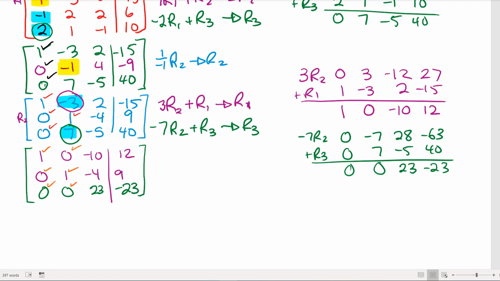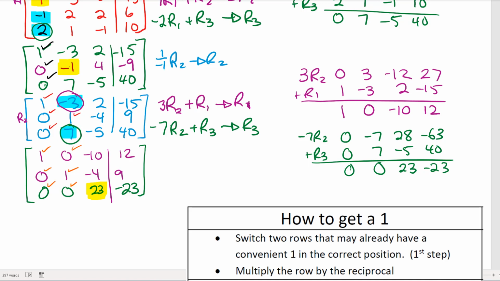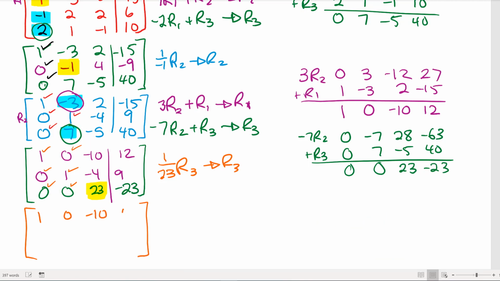The next thing I'm looking for is a 1 in the third row, third column. The way I get a 1 is I multiply by the reciprocal, and the reciprocal of 23 is 1 over 23. 1 over 23 multiplied by row 3, put it into row 3. Row 1 and row 2 stay the same. Be sure to copy carefully.